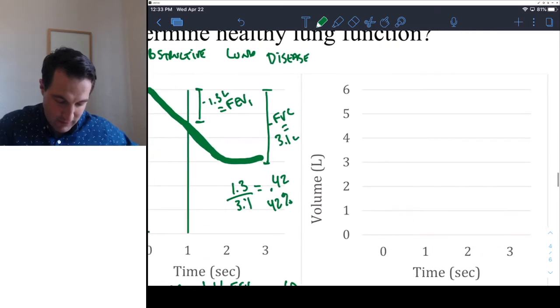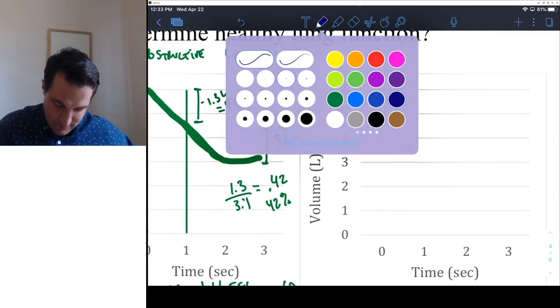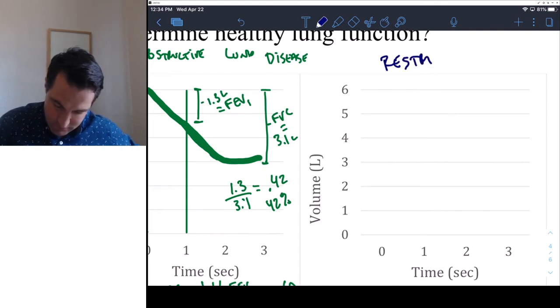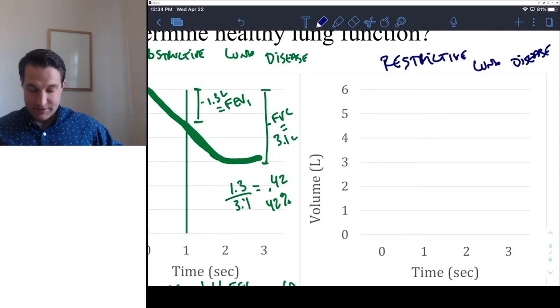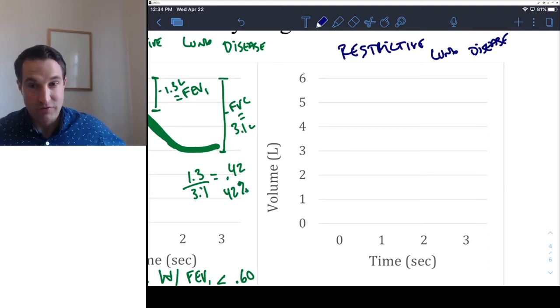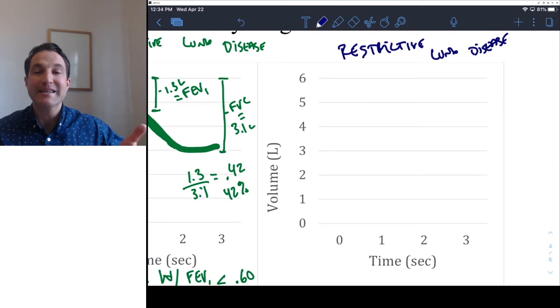Now, let's move on to our last kind. Restrictive. And once again, this is something similar to like sarcoidosis, okay? A little bit less common than our obstructive lung disease. And remember, with restrictive, that's trouble breathing in.